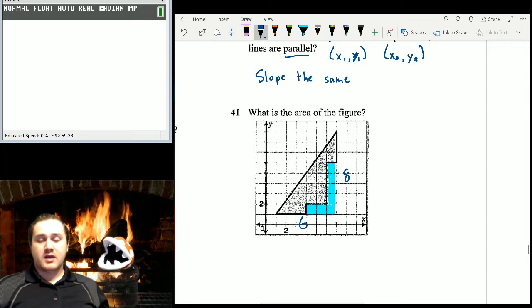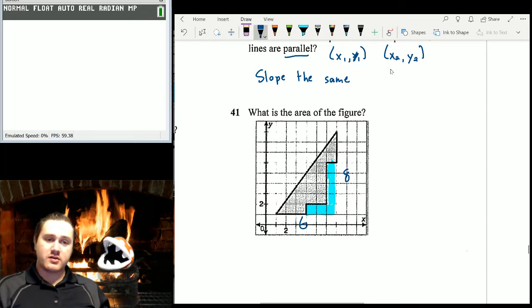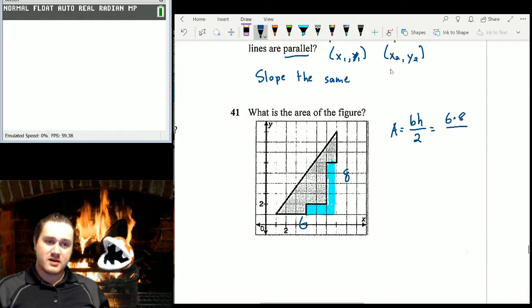Okay, so you probably should be familiar with the area of a triangle. The area of a triangle formula is base times height divided by 2. So our base on this one is 6. Our height is 8, divided by 2. 6 times 8 is 48, divided by 2 gives us 24.